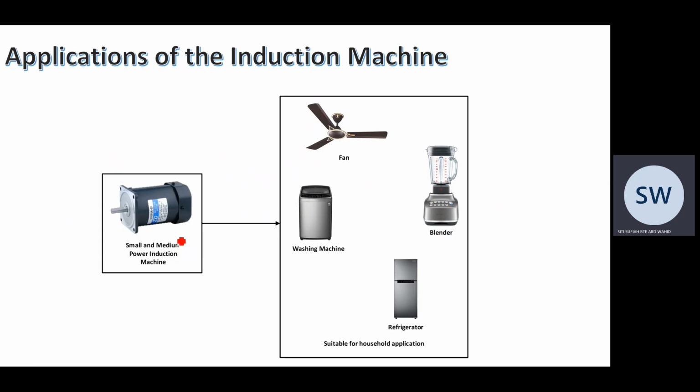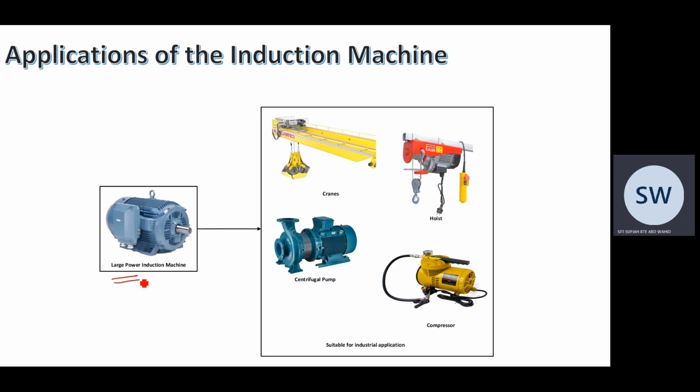In terms of application, for small and medium induction machines, these are examples of application. It is used for the motor in the fan, washing machine, blender, refrigerator, most of the time for household application. But for large power induction machine, usually for industrial application, for cranes to lift heavy loads, hoist as well, centrifugal pump to pump any fluid, and then also for the compressor.